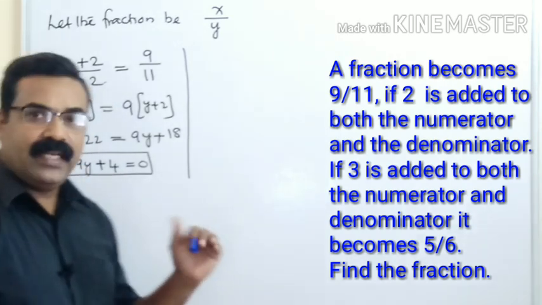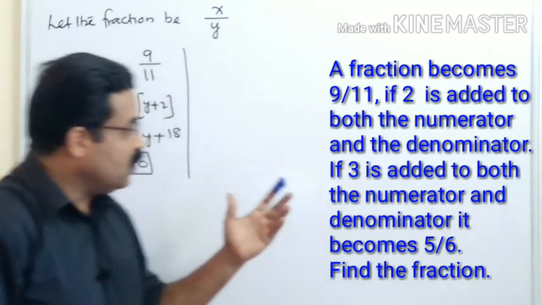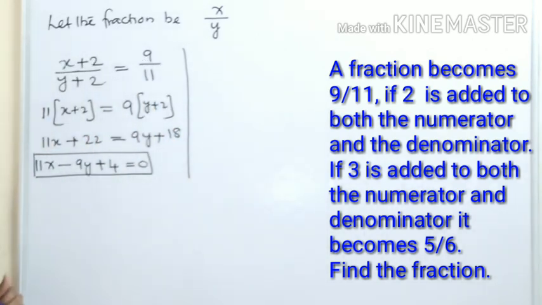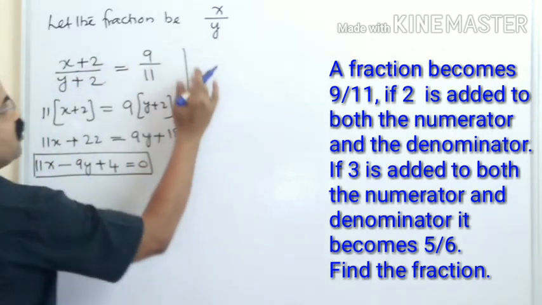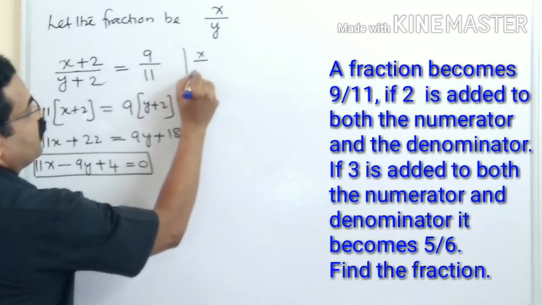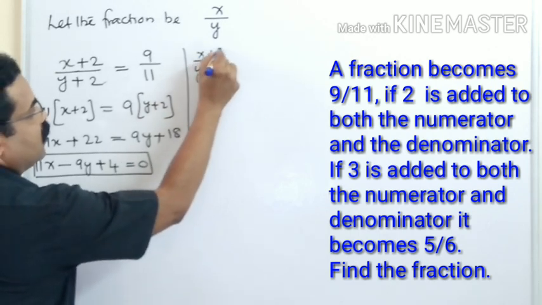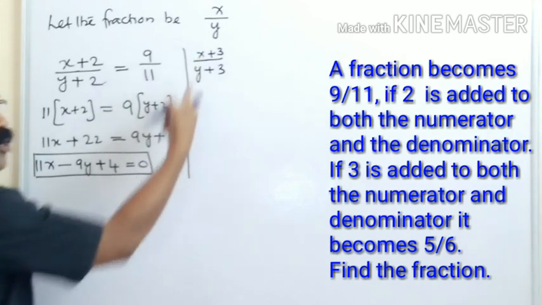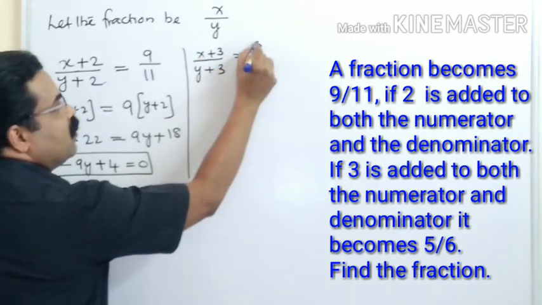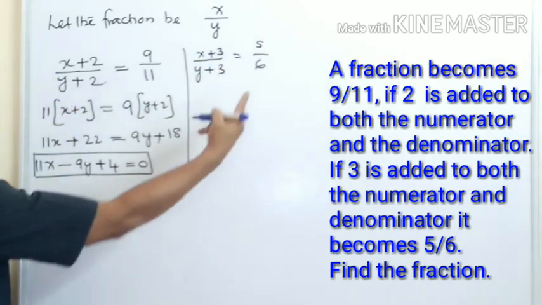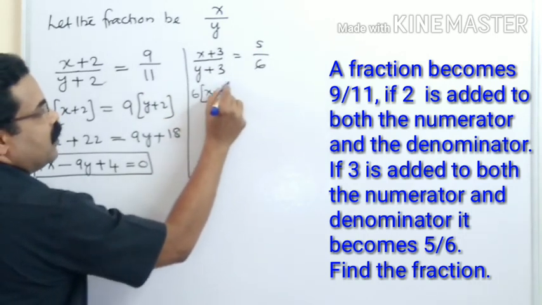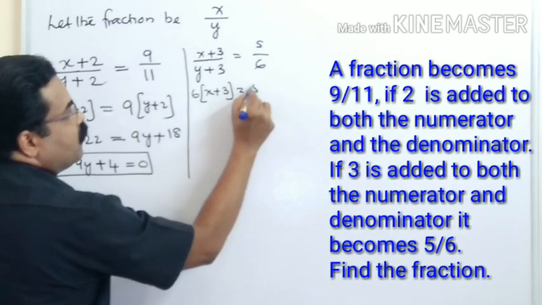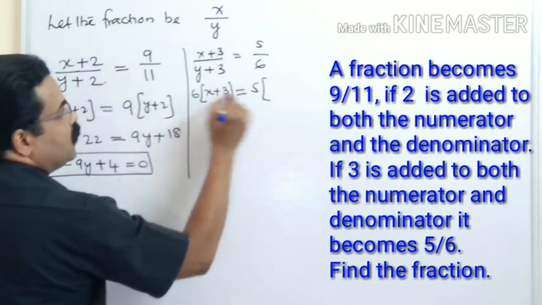So students, what is the second condition given? The fraction becomes 5 by 6 when 3 is added to both the numerator and the denominator. So same fraction, once again we will take x by y, and you add 3 to the numerator and add 3 to the denominator, then the fraction will become 5 by 6. Same way, cross multiply. 6 into x plus 3 is equal to 5 into y plus 3.